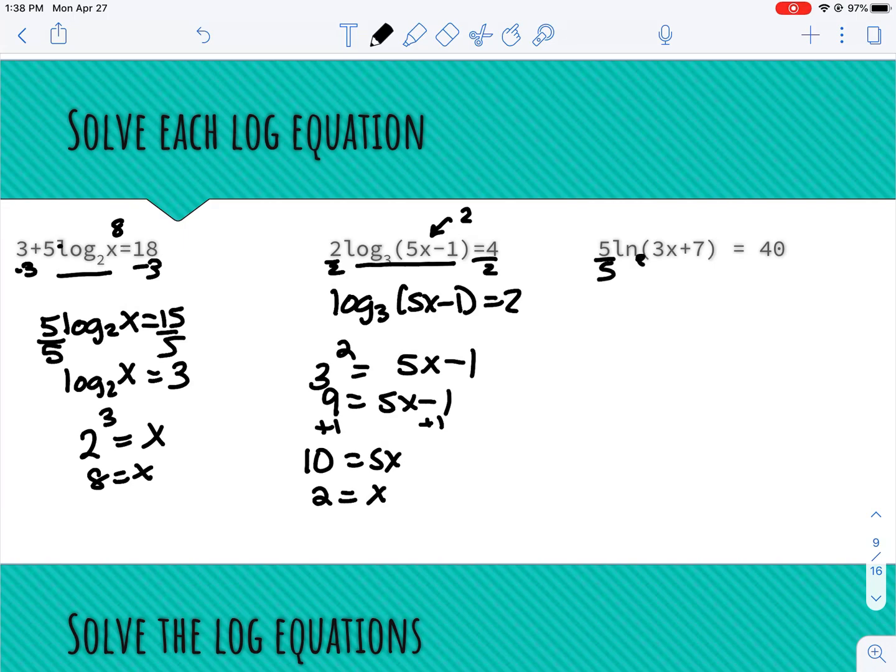Again, ln is e, but I want to get that by itself, so I've got to start by dividing by 5.